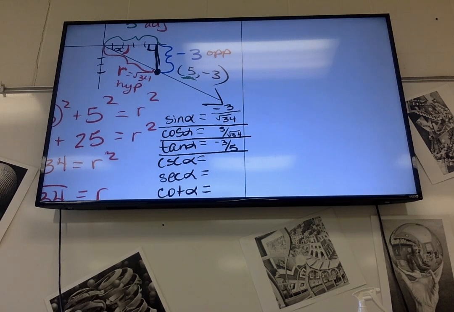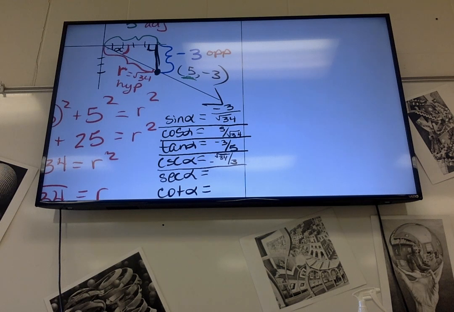Now remember which ones are reciprocals of which ones. Shelby, cosecant? Yeah, that would be the square root of 34 over -3. Now usually we put the negative with the top, but if you put it with the bottom, it'd be fine. It's the reciprocal of sine. That's the one that should be flipped over.